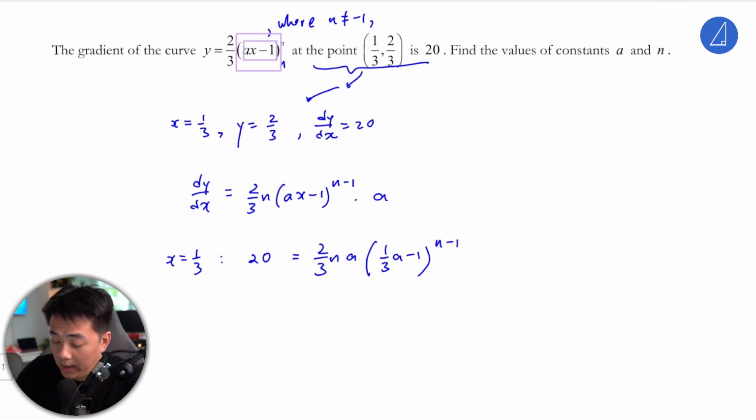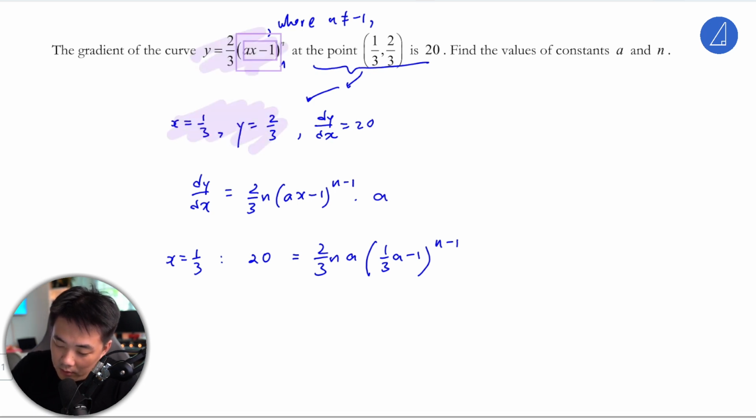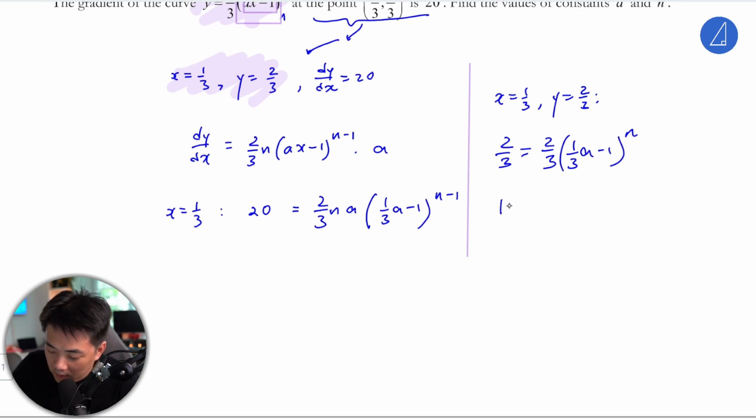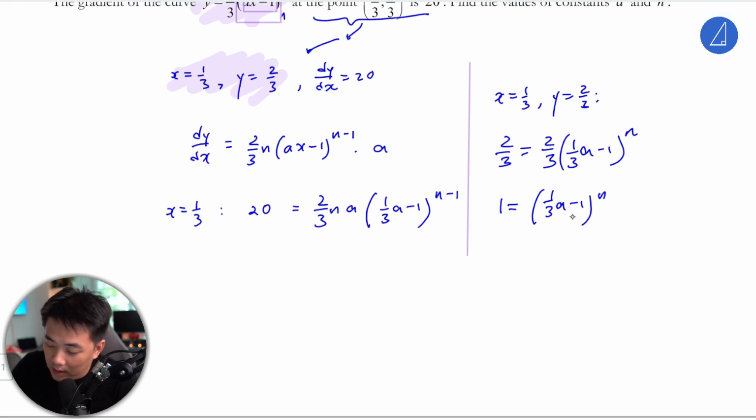All right, so that's that. Of course, we have two unknowns. We need to put into another equation to be able to find them. We need two equations essentially. So I'm going to substitute this into the original equation. So we know that when x equals 1/3, y equals 2/3, so we will have 2/3 equals 2/3 (1/3 a minus 1)^n. Sorry, this is 1/3 a. Now what we could do is just substitute this inside, but it looks very complicated. What we could do is replace the whole thing in, but it's not going to help us, because after which we will still have a and n in the equation, right?